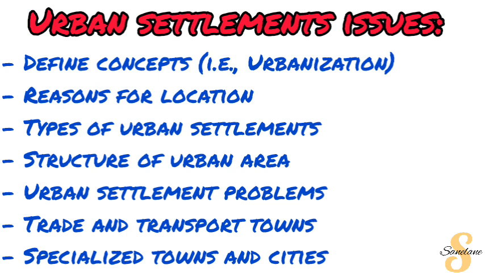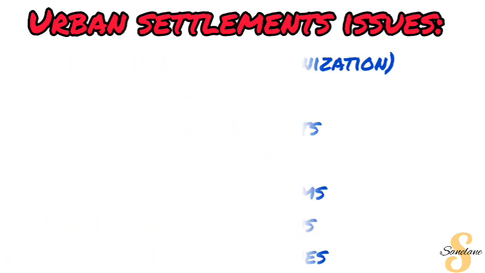Then we look at the urban settlements problems, meaning the problems that occur in urban settlements. Then from there we look at the trade and transport towns, and then we are going to end off with specialized towns and cities.